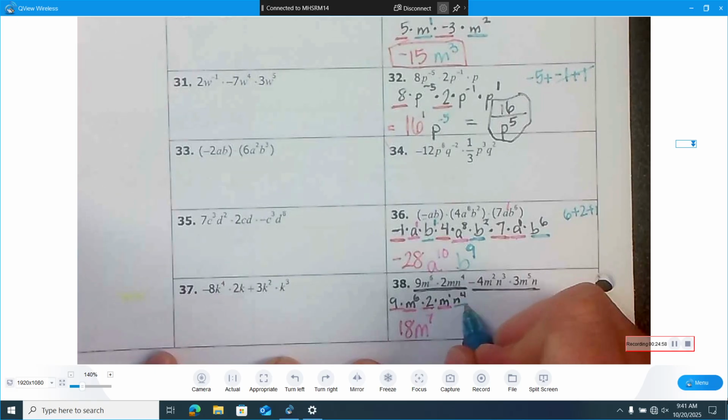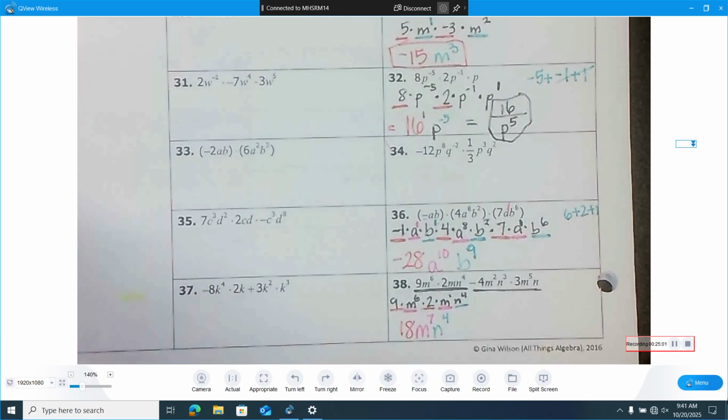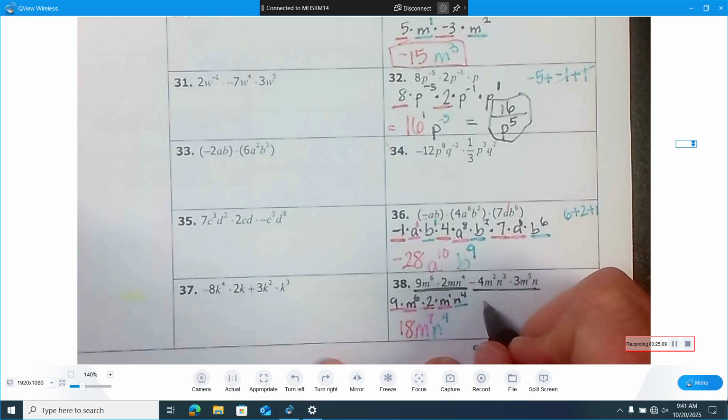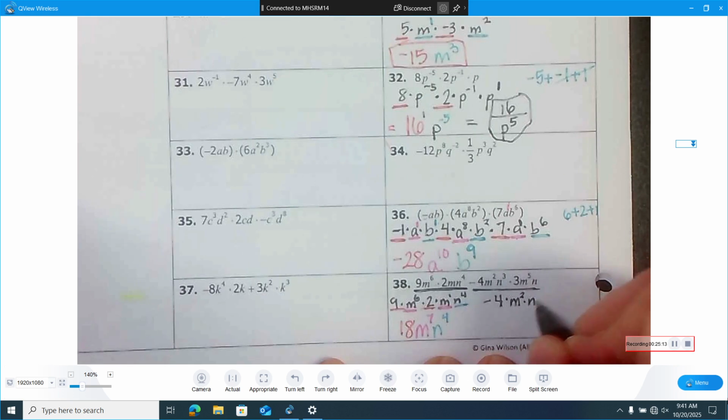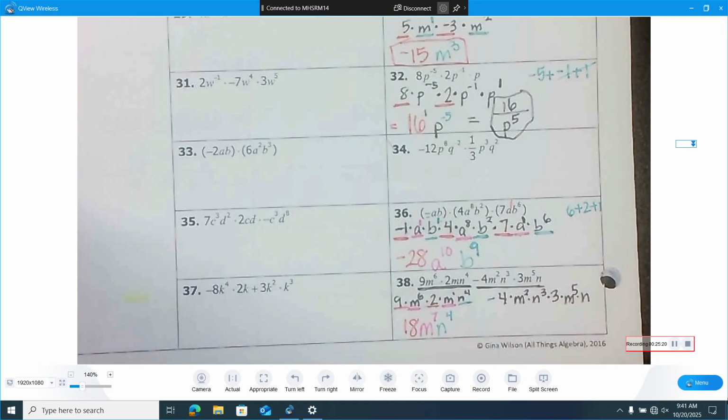And then n to the fourth is just going to hang out on the end. I have nothing to combine that with, so that's my cleaned up first term. Now my second term, I'm seeing us subtract 4 times m squared times n cubed times 3 times m to the 5th times n. So I've got us all stretched out.